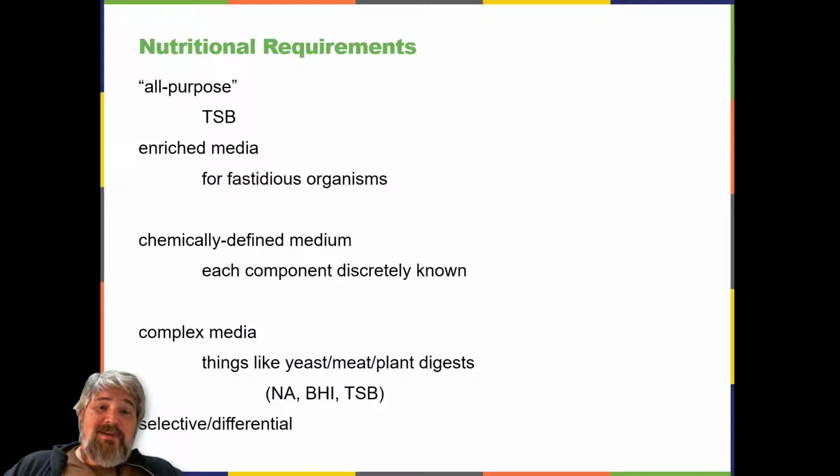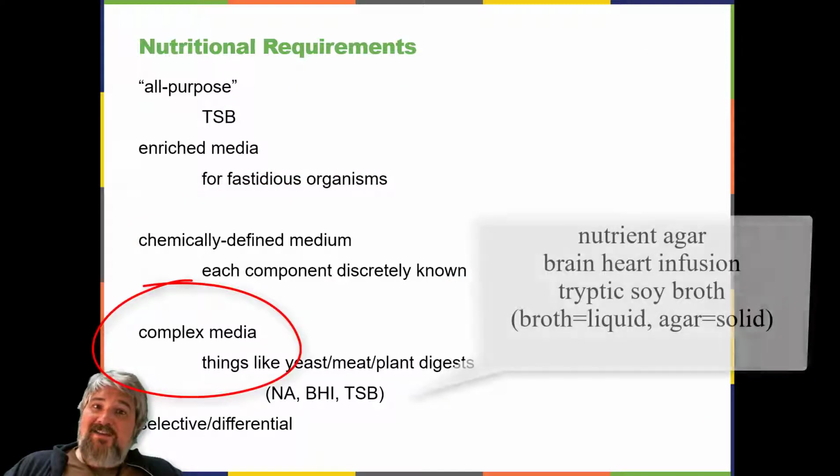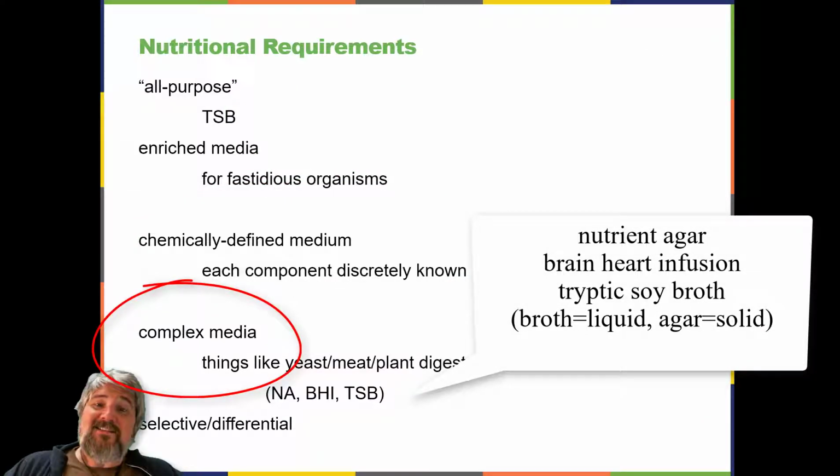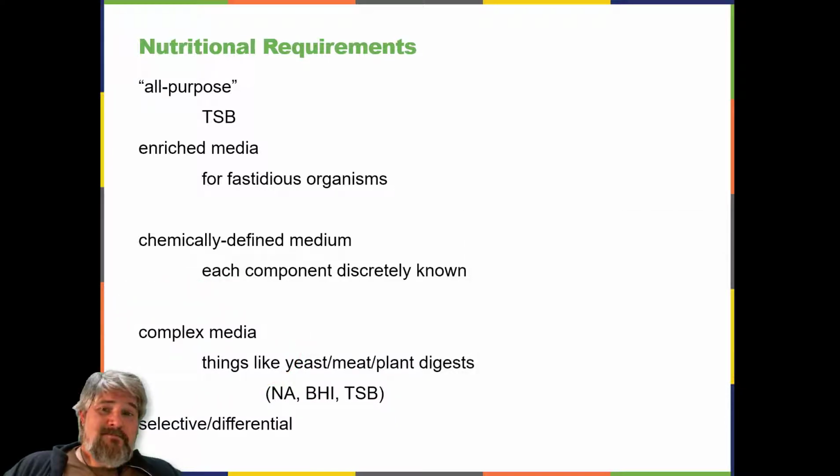In complex media, which contains extracts and digests of yeast, meats, or plants, the precise chemical composition of the medium is not known. Amounts of individual components are undetermined and variable. Nutrient broth, tryptic soy broth, and brain-heart infusion are all examples of complex media.